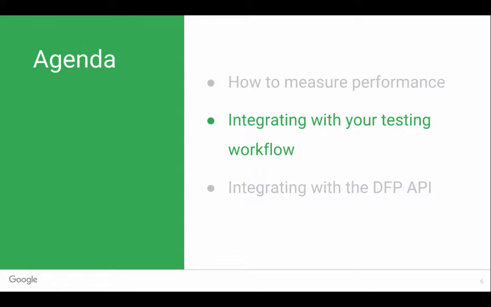That's great for investigating the one-off case and looking at individual ads and creatives and seeing how they impact your site. But how can you make this larger scale? How can you make this integrated with your testing workflow and validate all your creatives?